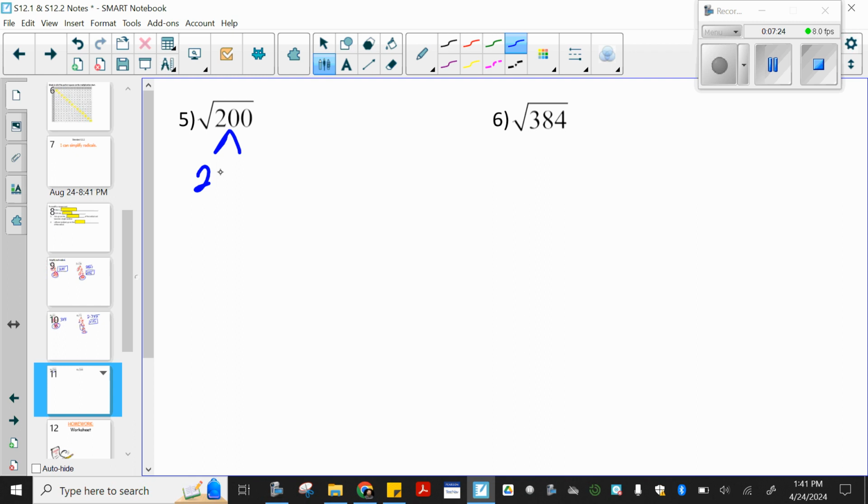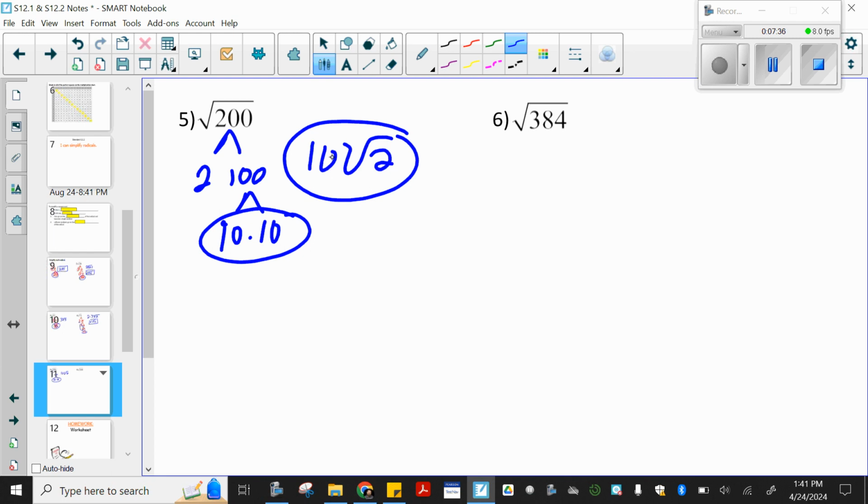200. We're going to have 2 times 100. Look, 100 is really 10 times 10. There's our pair. We know we can get 2 times 5 and 2 times 5, but we know this is going to go on the outside. 10. 2 as an inside. There's our answer.